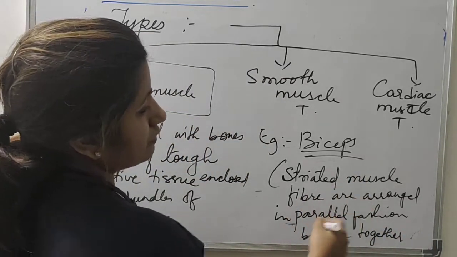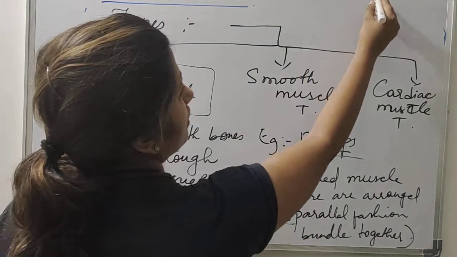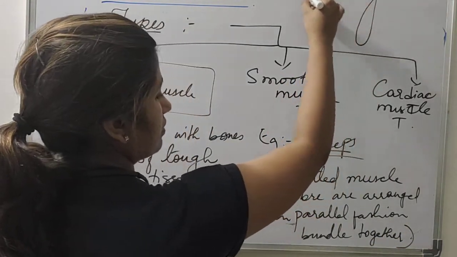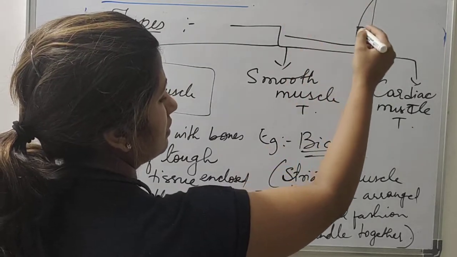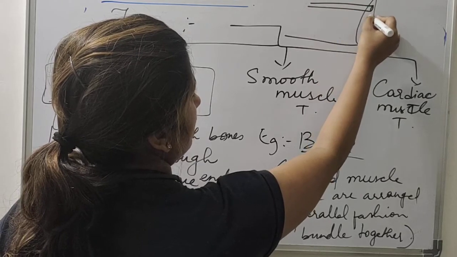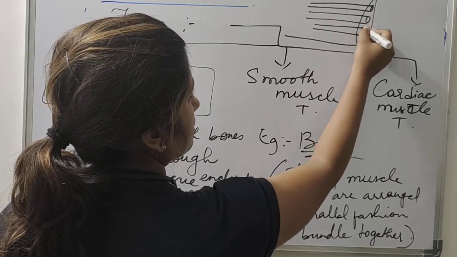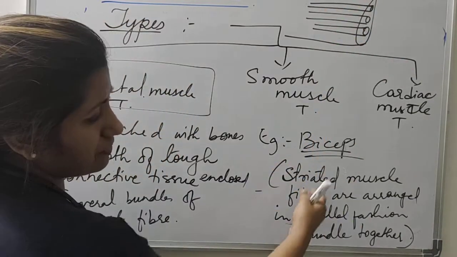As we have seen in the diagram, in the muscle the fibers are arranged in parallel fashion. The same thing is explained here.